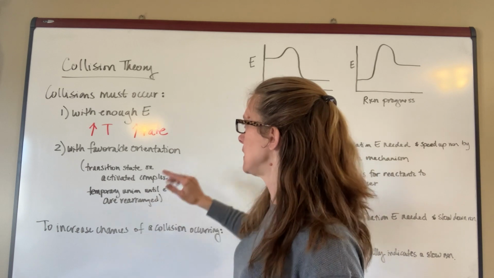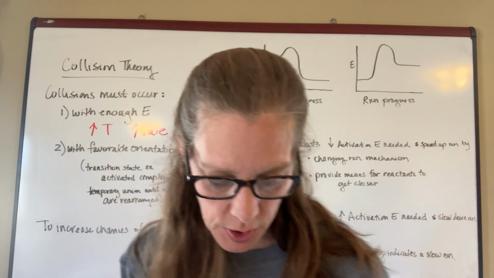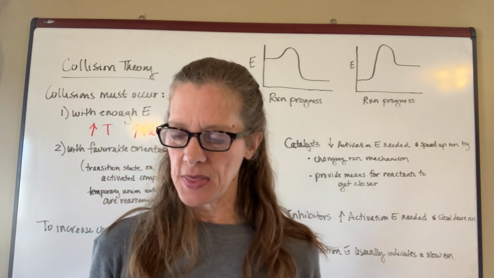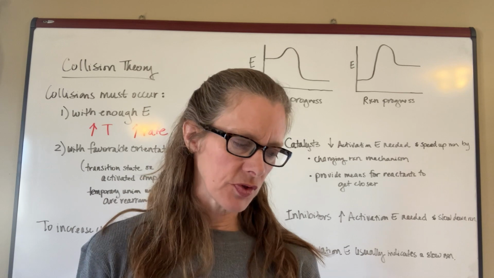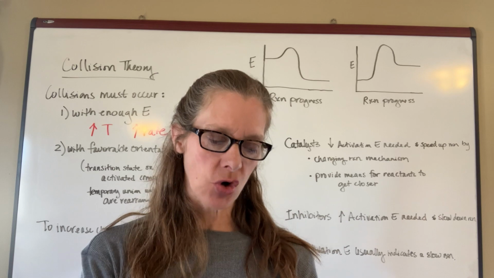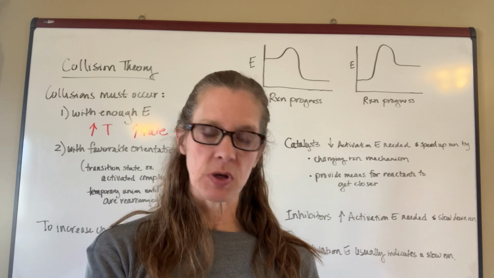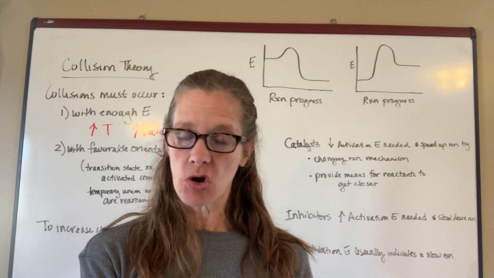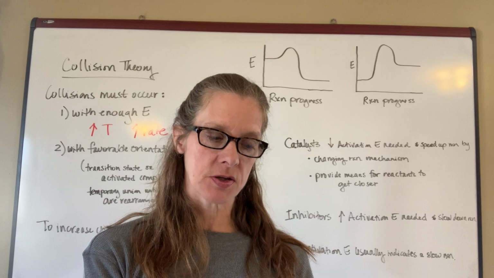Secondly, they have to collide with a favorable orientation. If you look in your book at the bottom of page 347, there is a drawing that will help to elucidate this. Let's go over that, because I know sometimes students don't look at drawings in the book. They kind of skim over them. But this drawing is very helpful in understanding this concept. About 3 lines above this drawing, he has the equation for what is going on here. It's nitrogen dioxide plus carbon monoxide yields nitrogen monoxide plus carbon dioxide.